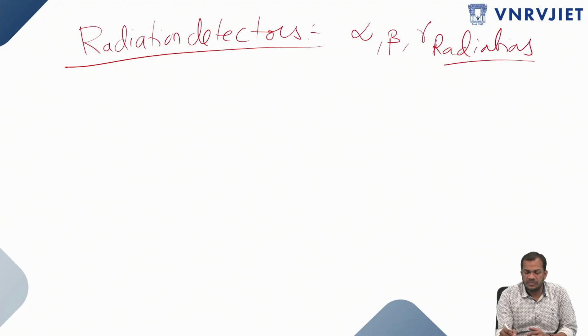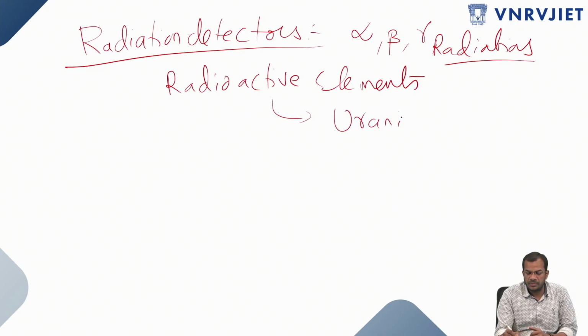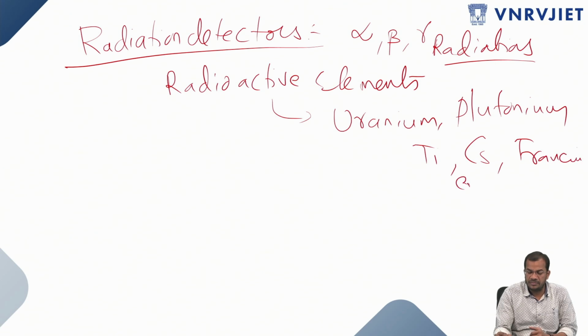So these are the radiations which are evolved from the different radioactive elements. The radioactive elements basically indicate uranium, plutonium, titanium, cesium, francium, etc. So all these are the elements which basically evolve these radiations. Those are alpha, beta, gamma radiations.